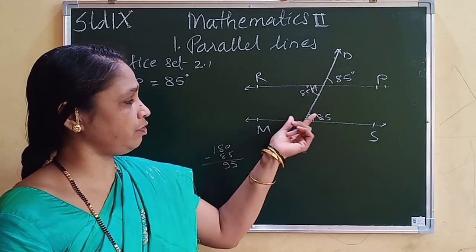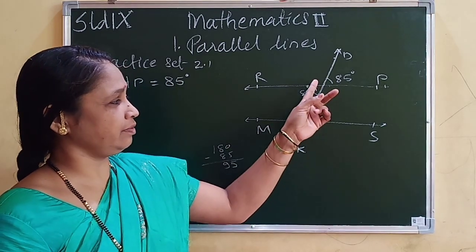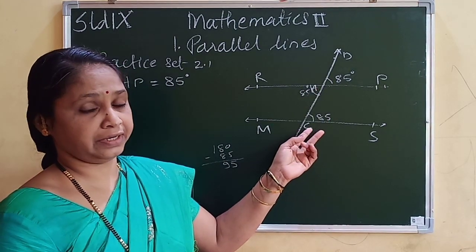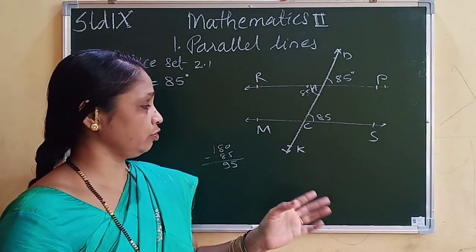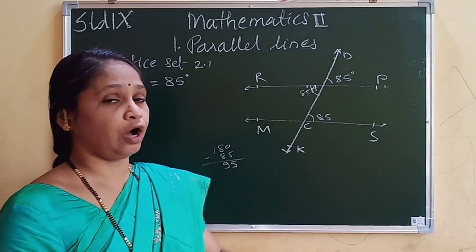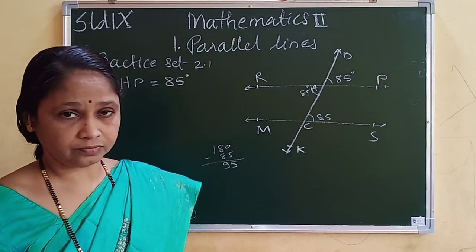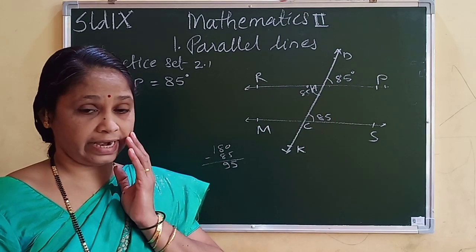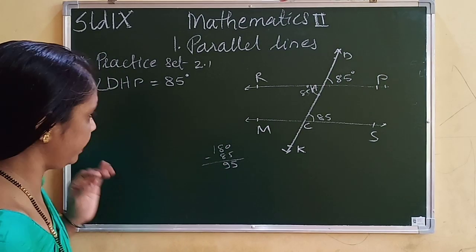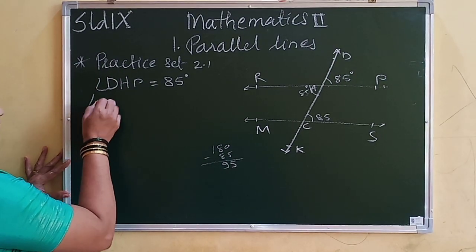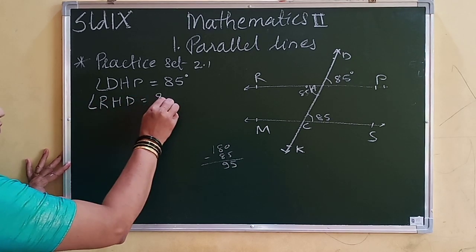Now if this is 95, this also will be 95 degree, and this is 95, means this also will be 95. Means vertically opposite angles are congruent. Here also vertically opposite angles are congruent. So in this way we have got all angles measured. Now how to write all this information? See, so first one we have to find out angle RHD is equal to question mark.